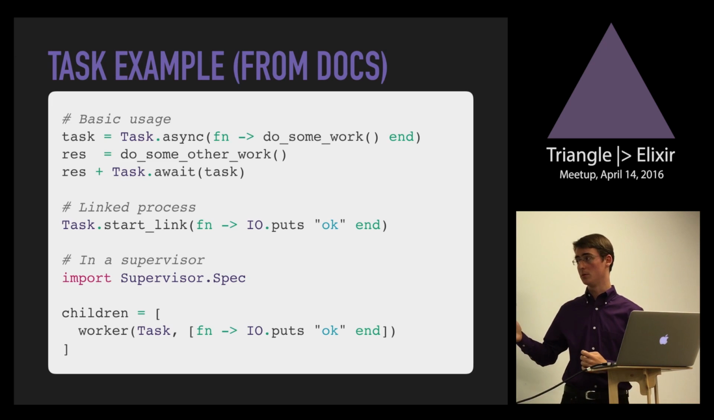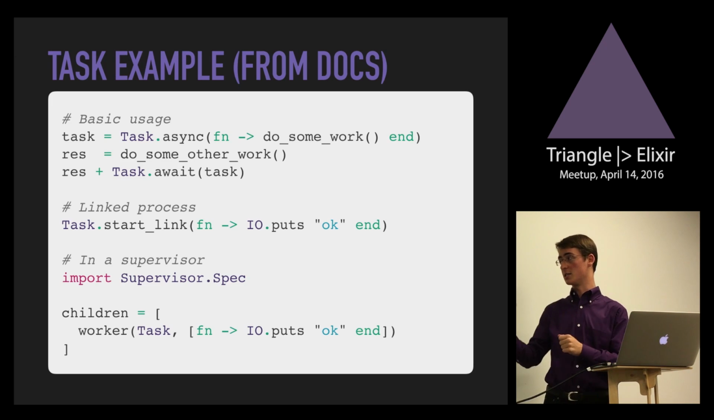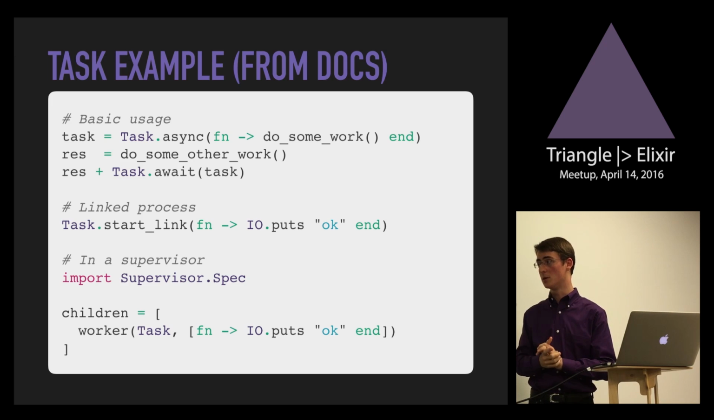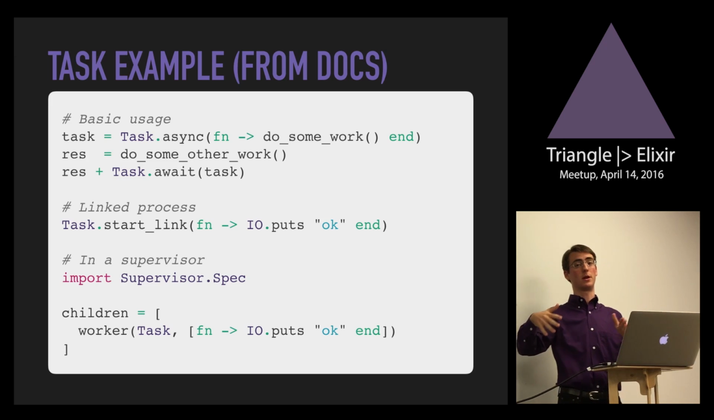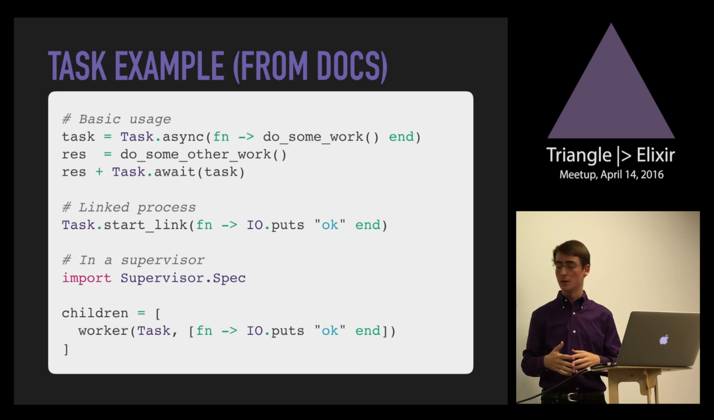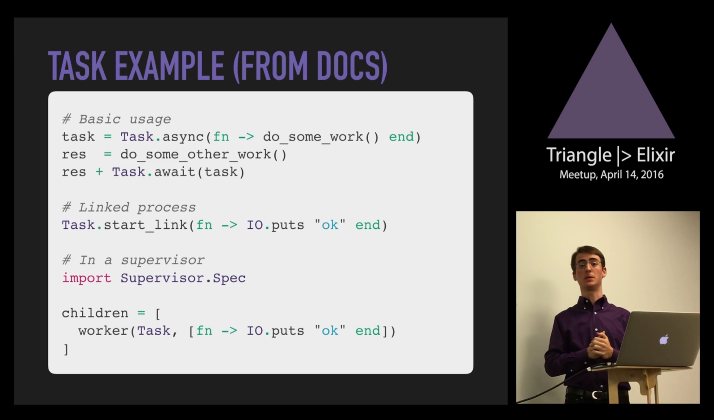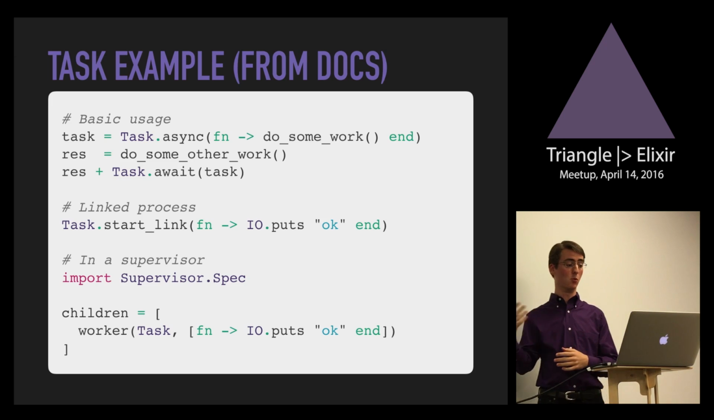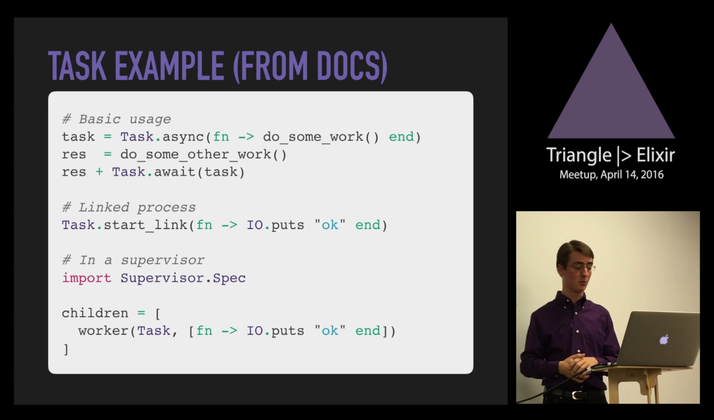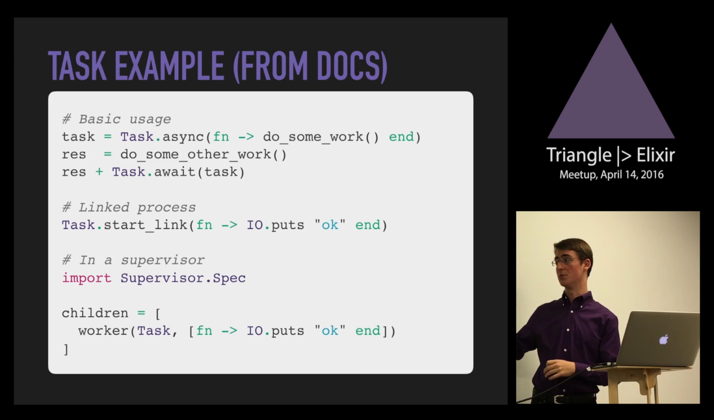So the task example, like I said, is very simple. Task.async, pass in whatever work you need to do, and then Task.await blocks your current process until it comes back or times out or something. There are a number of functions, await, yield, so there are some different ones. Start link is a little bit different.